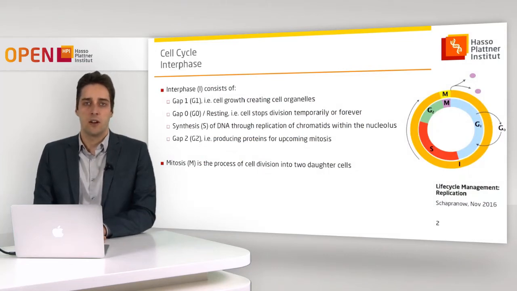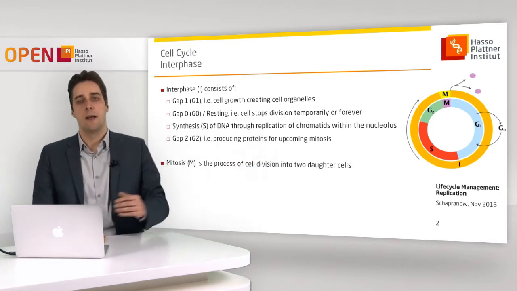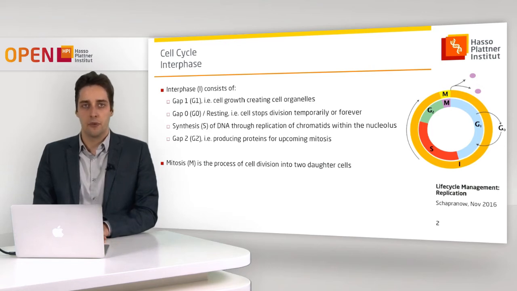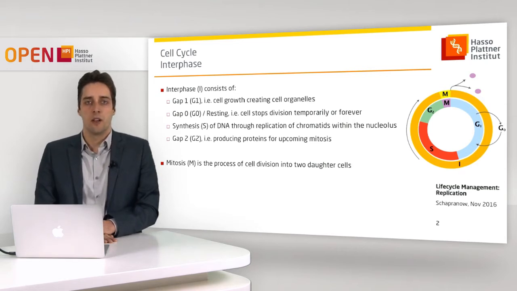The cell cycle consists of two major phases. The first phase, and you see it on the right-hand side, the yellow one, is the so-called interphase, and the interphase has some subphases. The first is the G1 phase. This is where the cell grows and creates cell organelles. And sometimes it says, okay, we are ready. We go back to the gap 0 phase, or the so-called resting phase. In that moment, the cell stops the division, temporarily or forever. This is sometimes necessary, or at the end of the life cycle, it will get the information for apoptosis, and then it goes into the cycle.